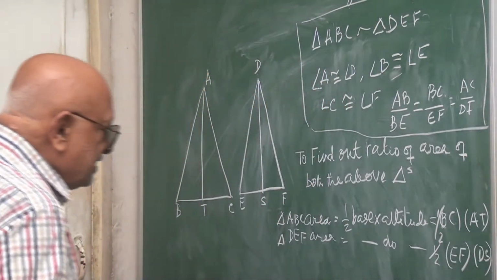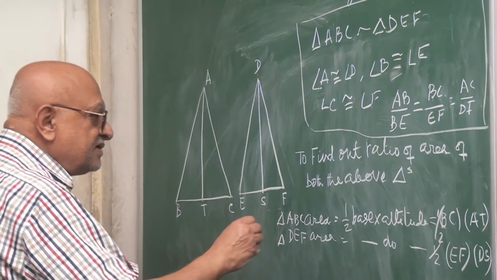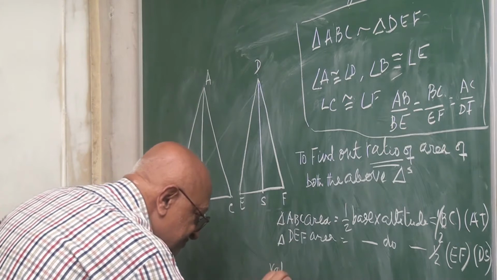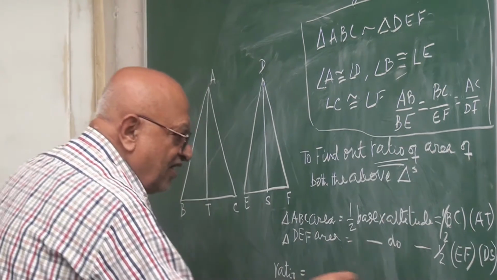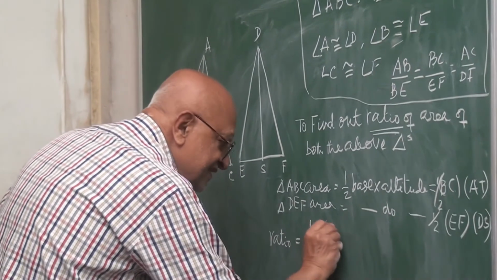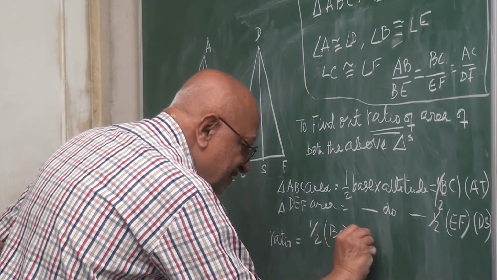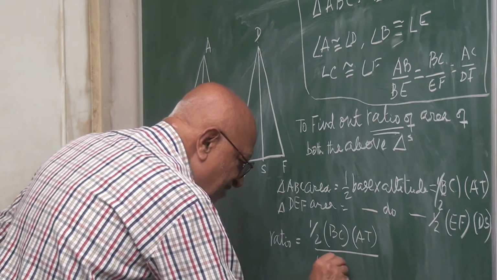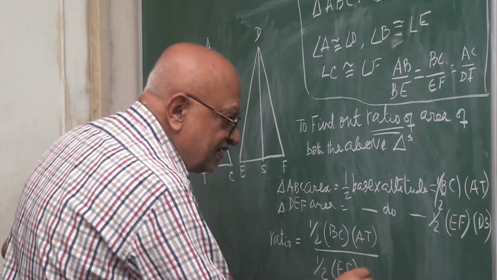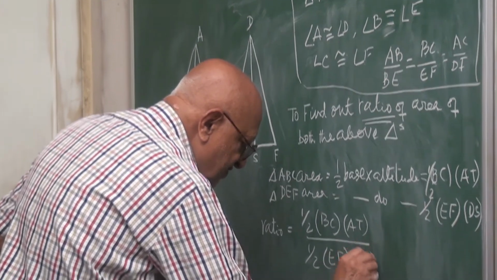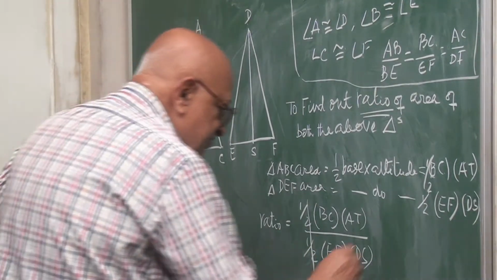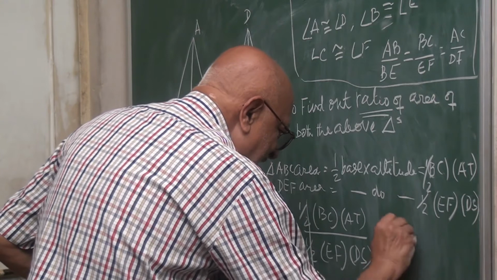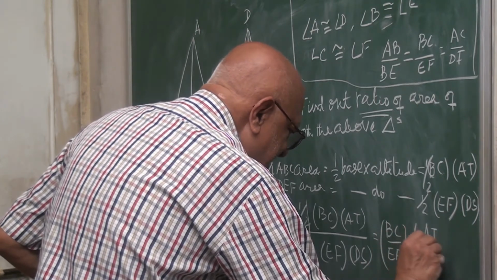Now you have to find out the ratio. If I take the ratio, it would be half BC into AT divided by half EF into DS. The half cancels, so I will have BC by EF and here I will have AT by DS.